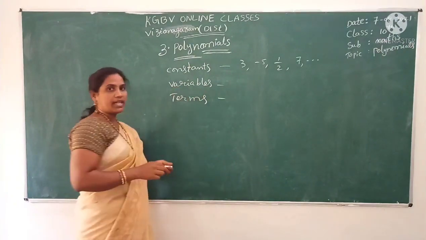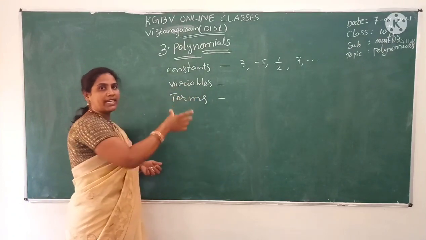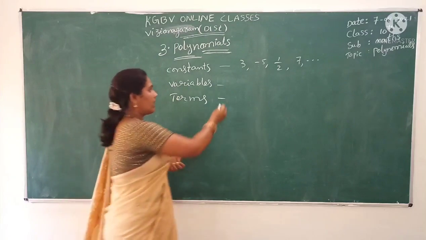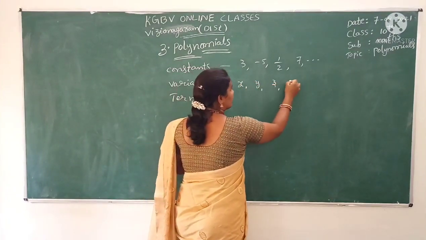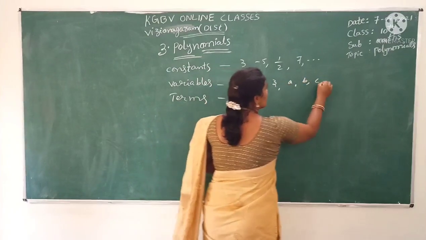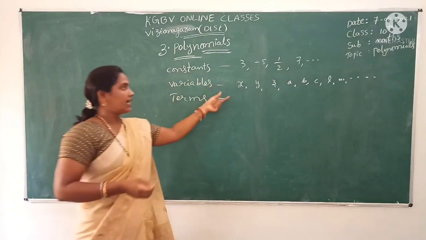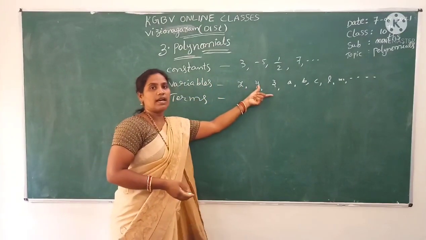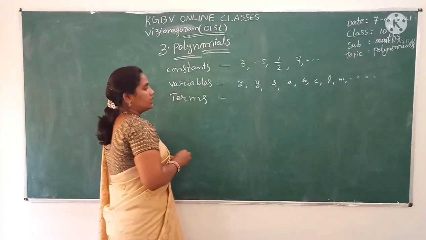Next one, variables. What are variables? Variables mean varying, that is changing. The value may change. Variables we take x, y, z, small a, small b, small c, l, m, etc. Variables means the values may change. Next one, terms.